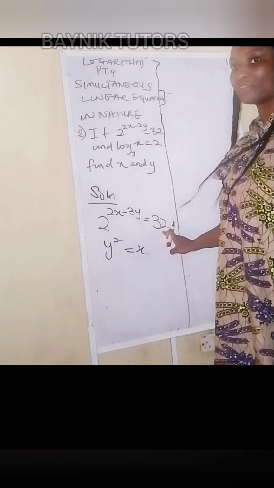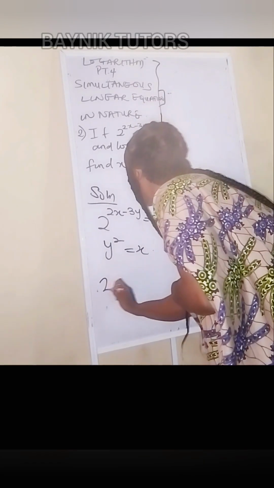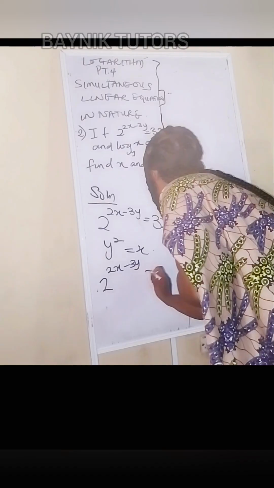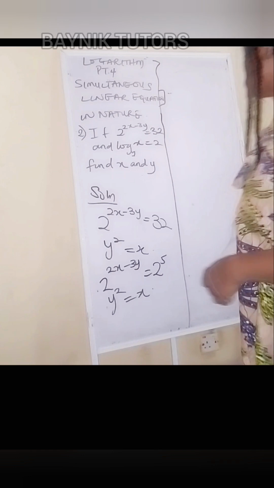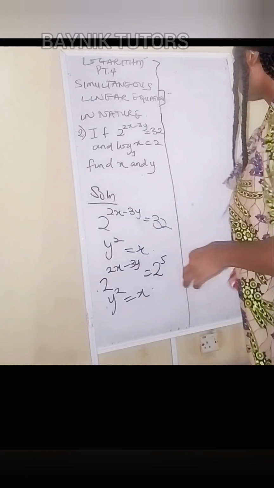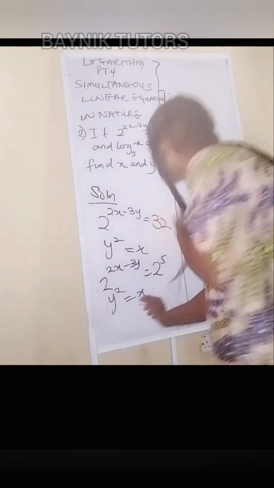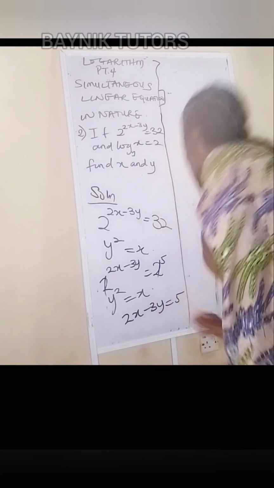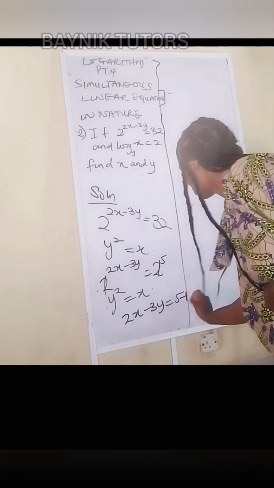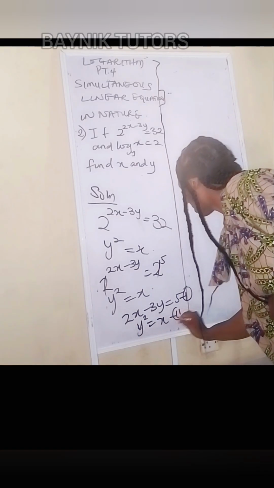So now before that, let's change this one to what? 2 raised to the power 5, because 2 can give us 32 in 5 places. Do you understand? So that will be 2 raised to the power 2x minus 3y equals 2 raised to the power 5. So this is y squared equals x. Do you understand? So now, what we are going to do is we are going to cancel this 2. You get it now? So we cancel this 2. We will now be left with 2x minus 3y equals 5. So now, this is equation 1, and what? y squared equals x. This is equation 2.